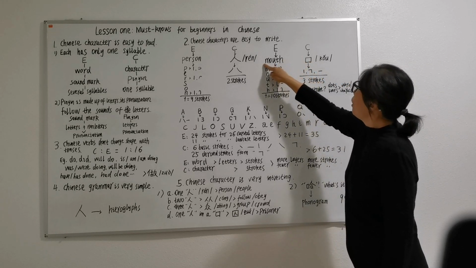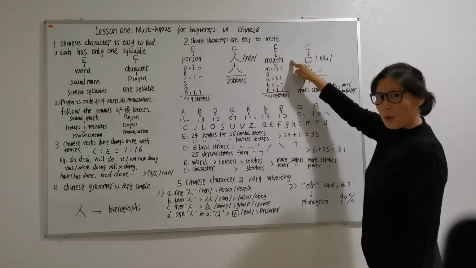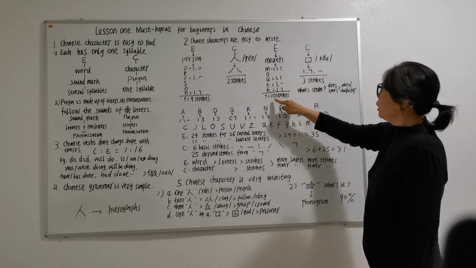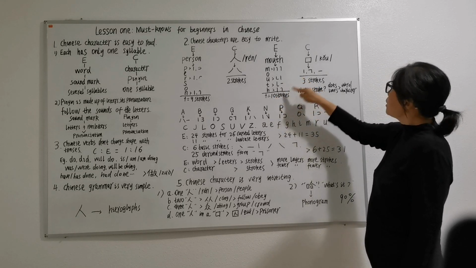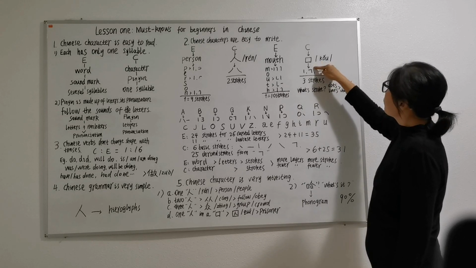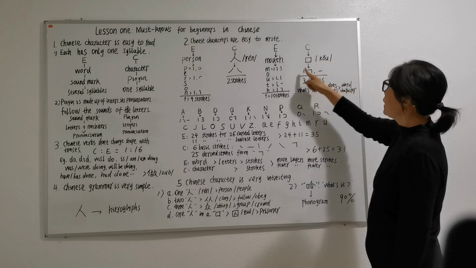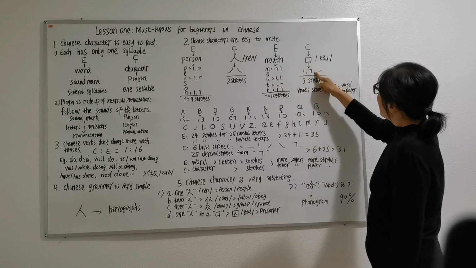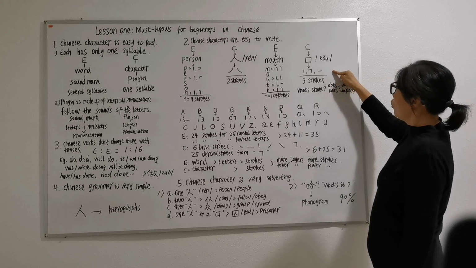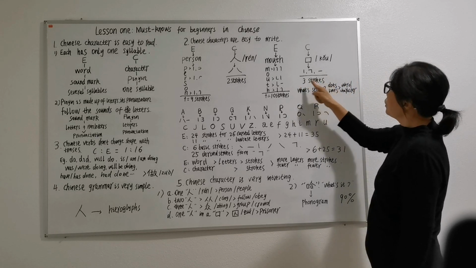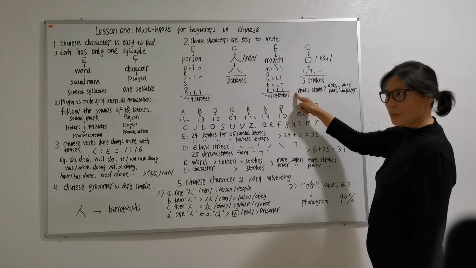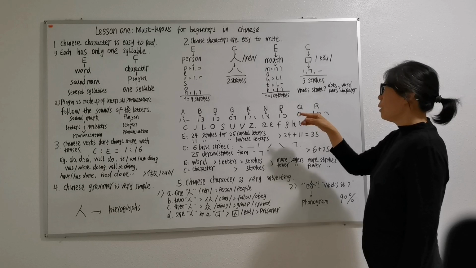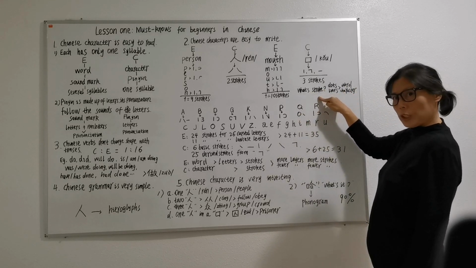English mouth is made up of M-O-U-T-H, 5 letters, and total 10 strokes. Chinese mouth: one vertical, double, and one horizontal. 3 strokes, 7 differences. Okay, here, what's a stroke?